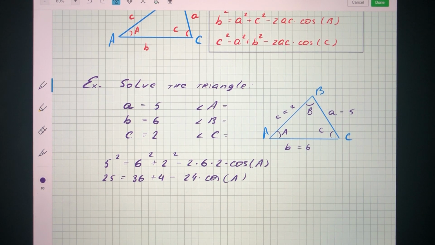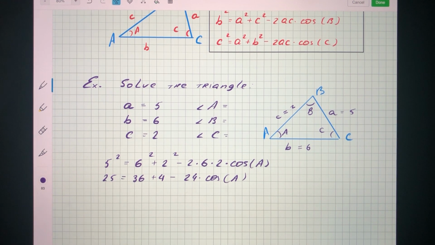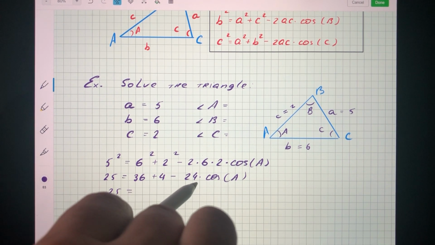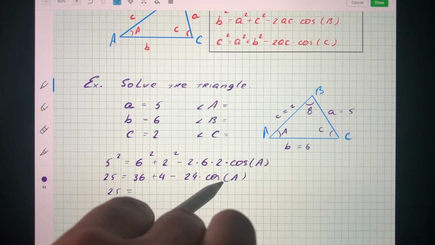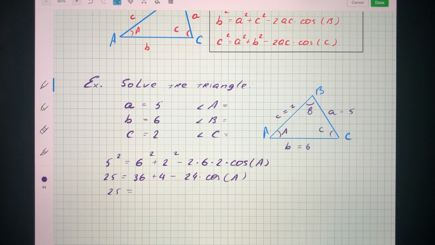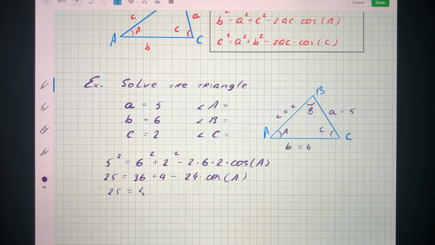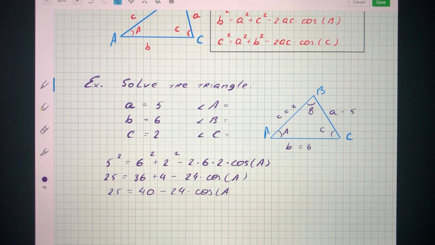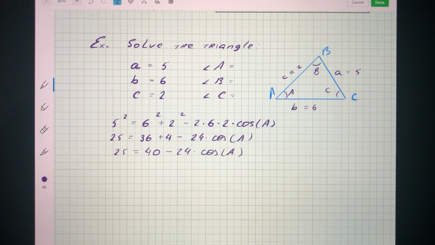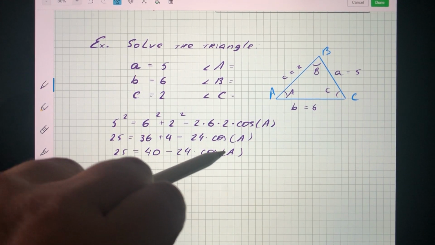Now we can combine the 36 with the 4. That would make 40. But we cannot combine these numbers with the 24 because the 24 is connected to cosine A. That's a variable, so these are not like terms, so we can't add them. It's a very common error that a person often makes in the beginning, adding terms that cannot be added, and of course you get the wrong answer. So we're not going to do that. These two are different terms, we can't combine.